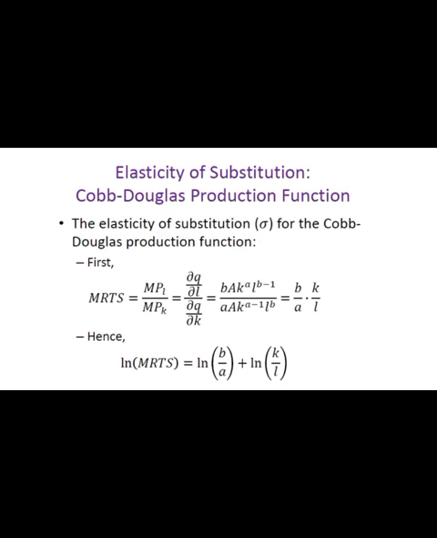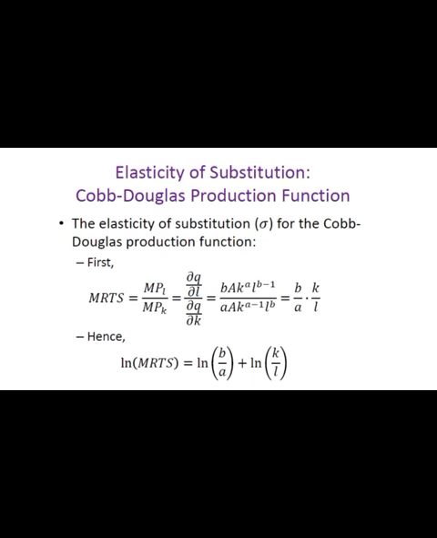This simple relationship is the key to finding the elasticity. We work with logs, taking the natural log of both sides, giving us a linear equation. Now let's rearrange it to solve for ln K over L. The elasticity of substitution sigma is formally defined as the percentage change in the capital labor ratio divided by the percentage change in MRTS. In calculus terms, it's the derivative of ln K over L with respect to ln MRTS.